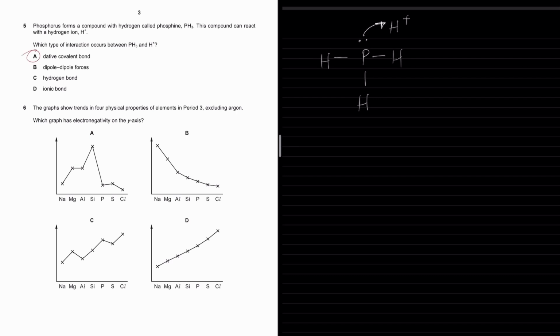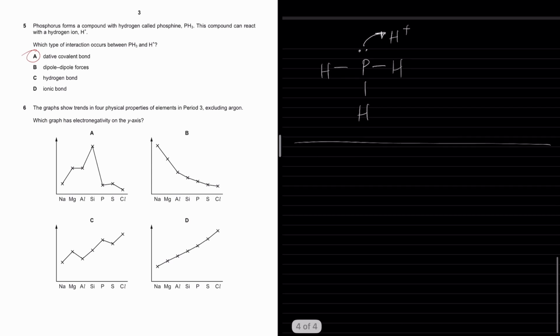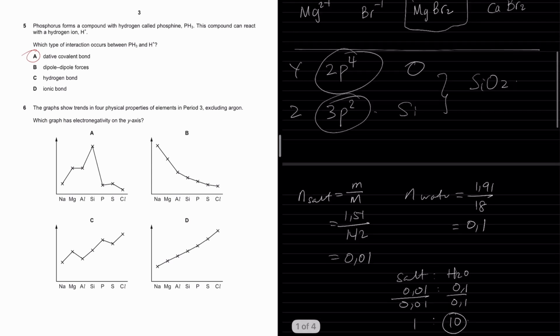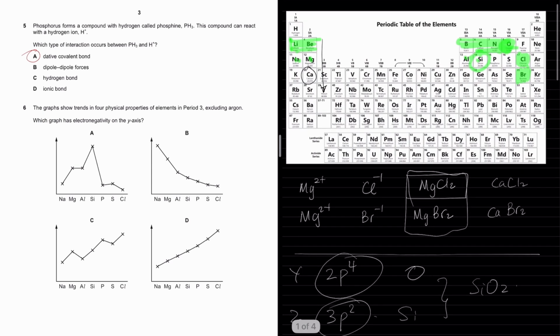Let's move on. Question number 6. The graphs show trends in 4 physical properties of elements in period 3, excluding argon. Which graph has electronegativity on the y-axis? So if we're looking at the trend for electronegativity, we know that electronegativity increases as you go to the right. So the graph that's showing a steady increase as you go to the right within the same period is D.